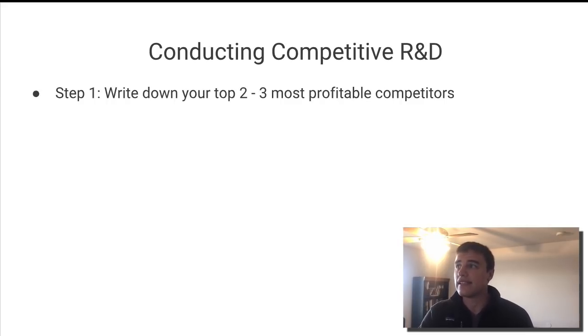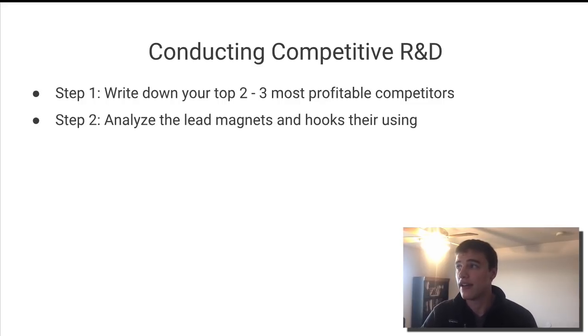Step 1 of the process is to write down your top 2 to 3 most profitable competitors. You don't need to write down all of them, because the chances are most of your competitors suck. Just write down the top 2 to 3 most profitable competitors that you have for the offer that you're promoting. Then step 2 is you're just going to pretend that you're a customer.